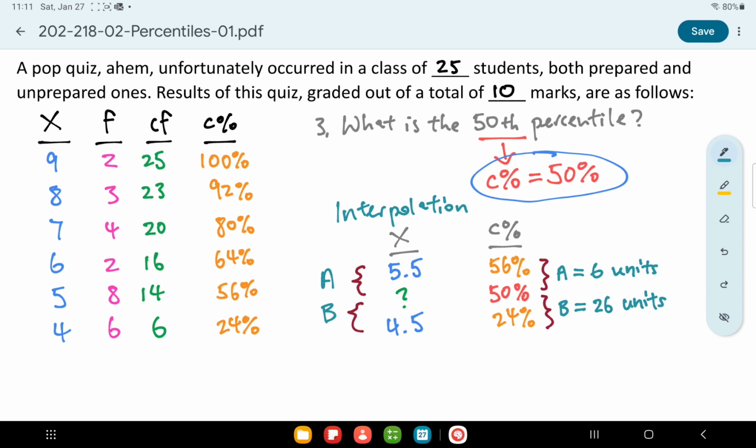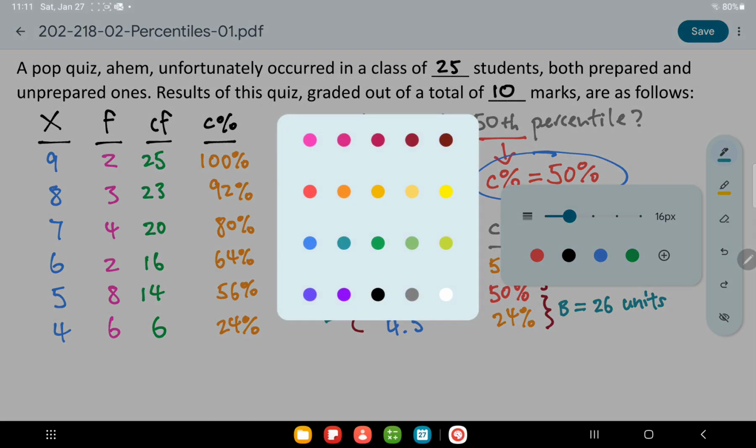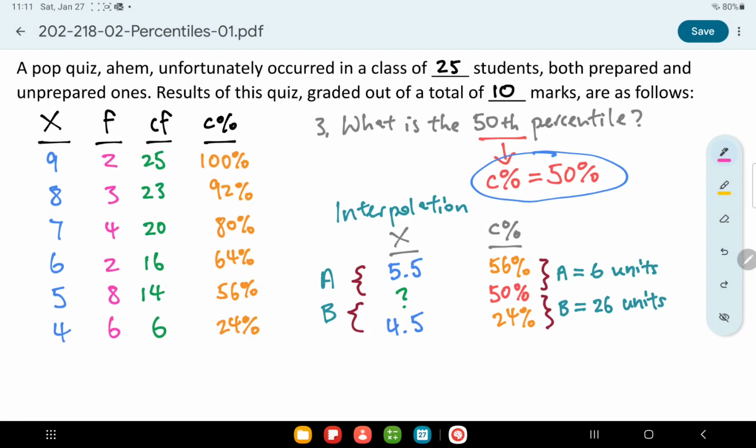Now, to figure out exactly how far the number, the question mark, is in relation to 5.5, how far it should be in relation to 4.5, we need to go through the rest of the procedure of interpolation. And here it is.